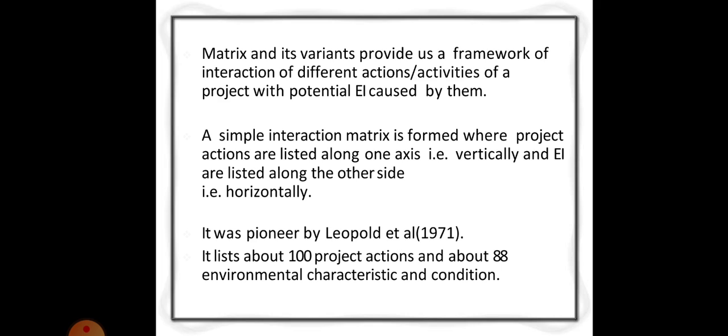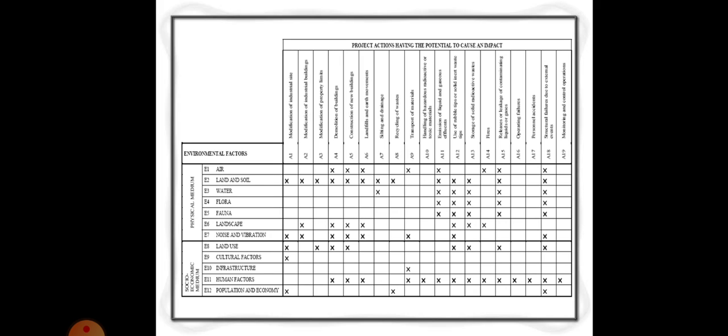Now, the importance of the matrices is that they are two-dimensional tables, and they facilitate the identification of the impacts arising from the interaction between the project activities and the specific environmental components. The entries of the cells of the matrix can be either qualitative or quantitative estimates of the impact. So this is a simple matrix.